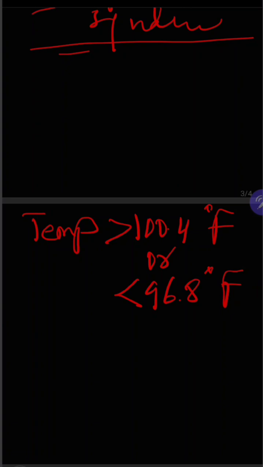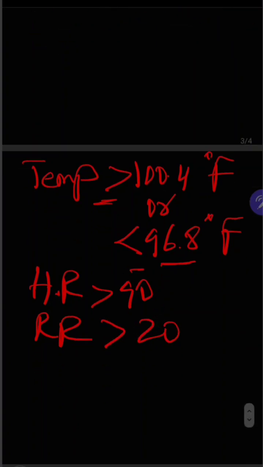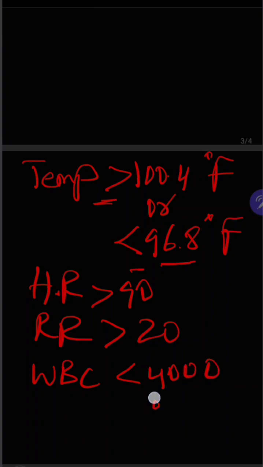Normally what we think is, okay, the patient is in sepsis, definitely this patient should have high temperature. No, it is not like that. The patient may have more than 100.4 or less than 96.8. Number 1. Number 2 is heart rate. Heart rate is more than 90 beats per minute, and then respiratory rate more than 20, and then comes WBC count. WBC count should be less than 4,000 or greater than 12,000. Okay, 1, 2, 3, 4.